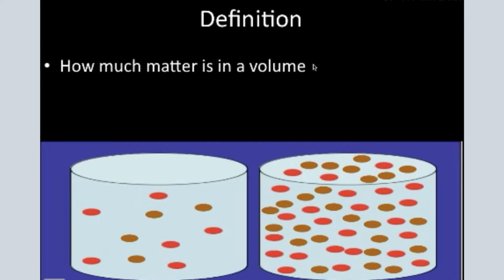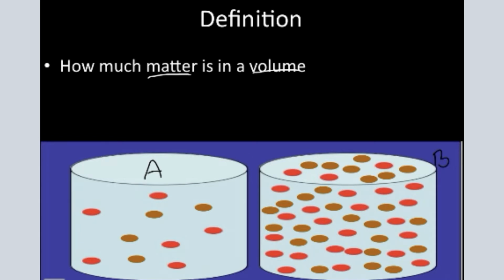So how do we define density? Density is defined by how much matter is in a volume. Two key words here: how much matter is in a volume. Let's consider a couple of different volumes here. Here's volume A, and here's volume B on the right. If we take a look, volume A has a lot more stuff jammed in there than volume B. But notice that the volumes are the same. We would say that volume A is more dense because it has more matter packed into its volume.